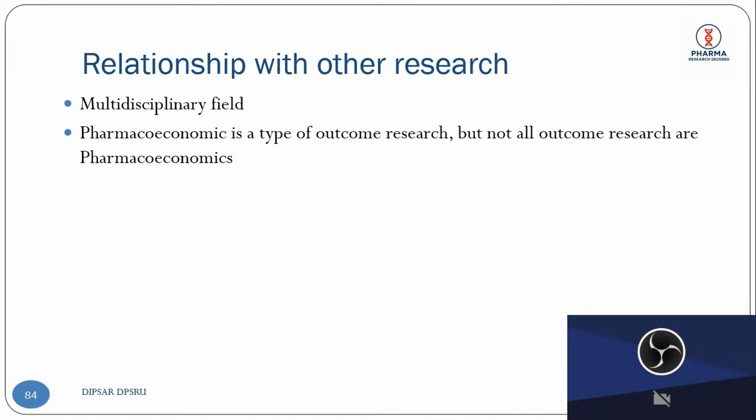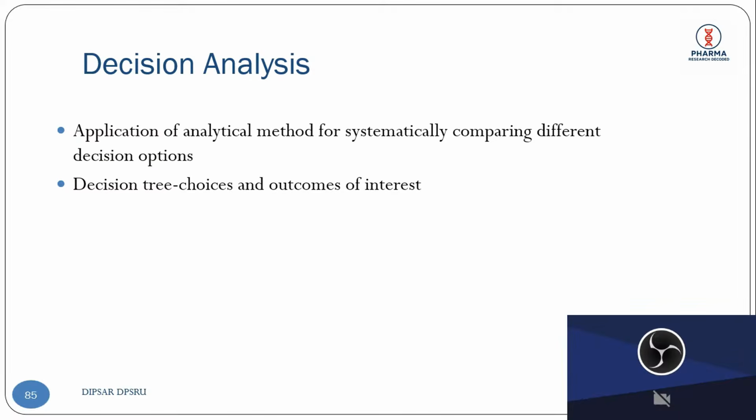So relationship with other research, it's a multidisciplinary field. Pharmacoeconomics is a type of outcome research, but of course, not all outcome research is pharmacoeconomics. As I told you at the starting of the session as well, health economics is the umbrella, right? Outcome research is the umbrella. So under health economics, pharmacoeconomics is a branch of health economics. हेल्थ इकोनॉमिक्स में तो बहुत सारी चीज़ें आ जाएंगी. जब हम फार्मा की बात करते हैं तो हम उसको बात करते हैं फार्माको इकोनॉमिक्स. Pharmacoeconomics is the branch of health economics, and these all fields are related to each other.